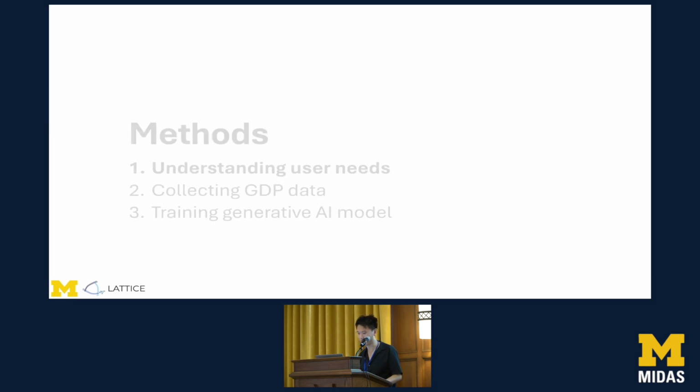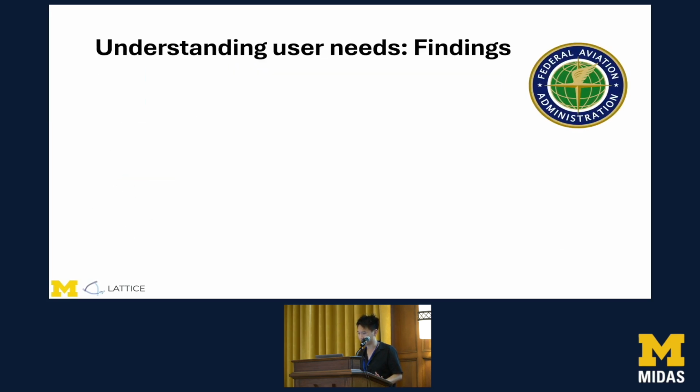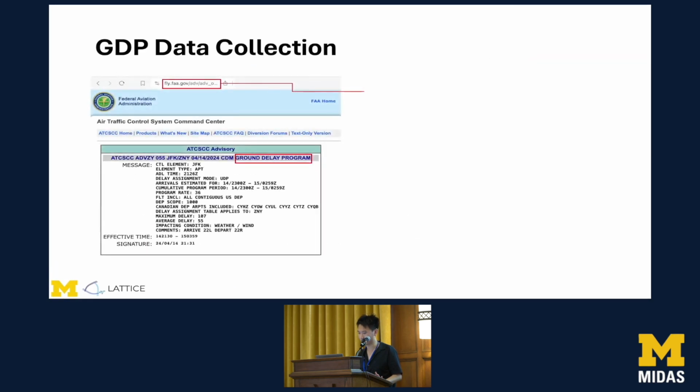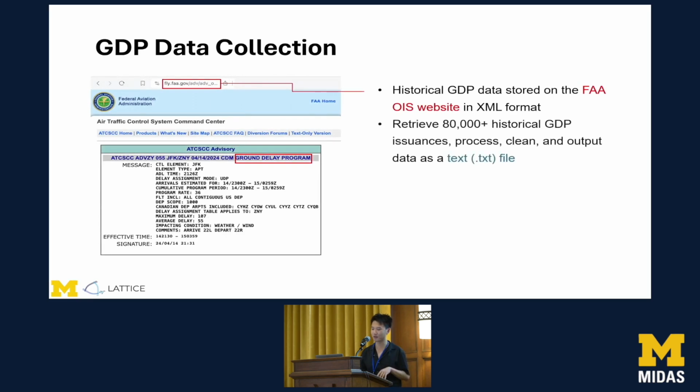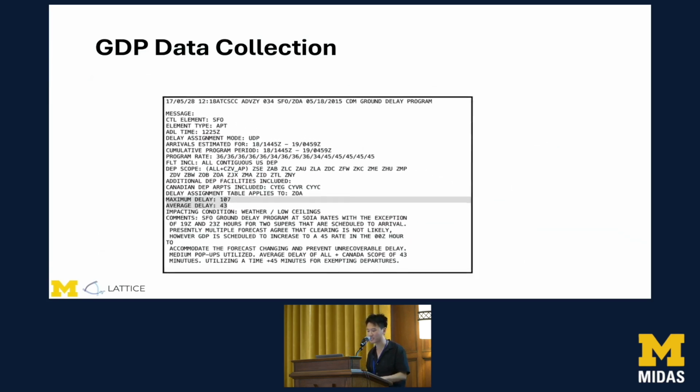Again, I'm going to go forward a little bit to just try to finish up. I will flash up this slide, which shows what exactly we collected. We collected about 20 years worth of data, from January 2003 until December of 2023, so about 20 years worth of historical ground delay program occurrences. This ended up being about 80,000 text files that we needed to clean and process. And each text file looked like this.